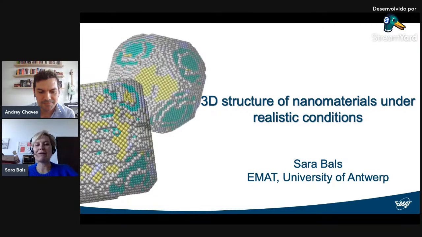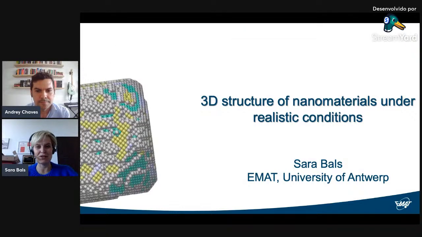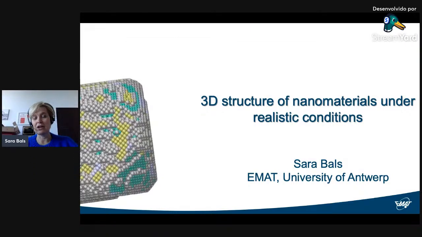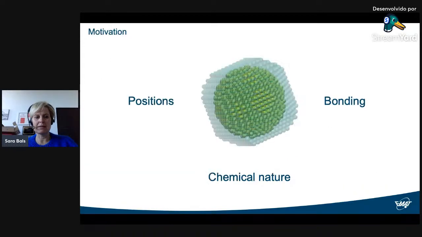So, as you can see, I will be talking about the three-dimensional characterization of the structure of nanomaterials under realistic conditions. In fact, the motivation behind this project is the following. Nanomaterials consist of individual atoms. And so if we are able to determine the positions of the atoms, the chemical nature and the bonding between them, then we can provide the necessary input to predict their properties. And in this manner, we may even trigger the synthesis of novel nanomaterials.